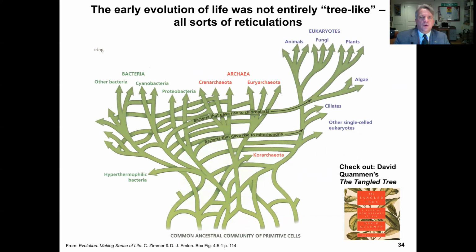Now, it's thought that the early evolution of life was not tree-like. There were all sorts of what we would call reticulations. So often, the early part of the tree of life is referred to as the web of life. And there's a really interesting popular book for the lay audience that came out a couple of years ago, David Quammen's The Tangled Tree. If you find thinking about the early evolution of life interesting, the story of the folks who made these discoveries is really well laid out in this book.